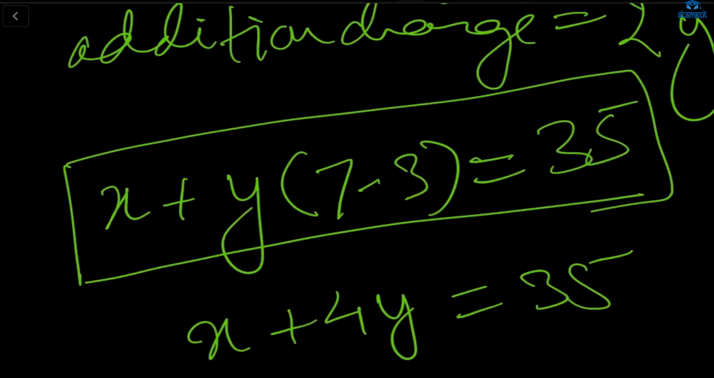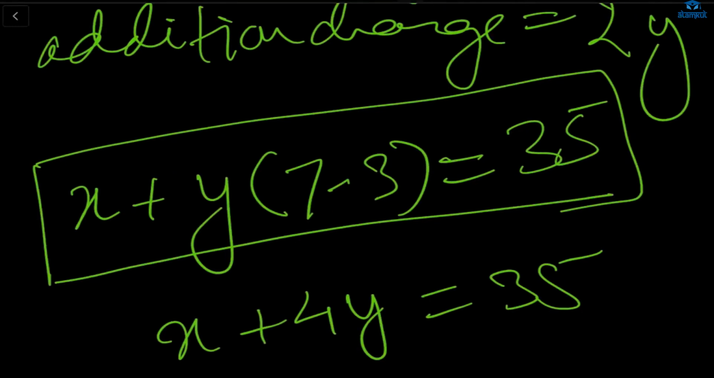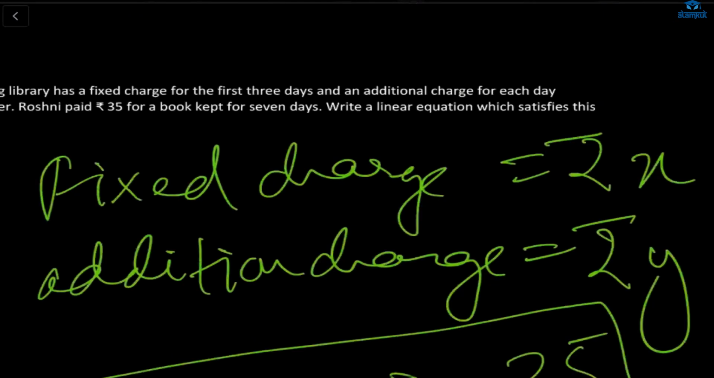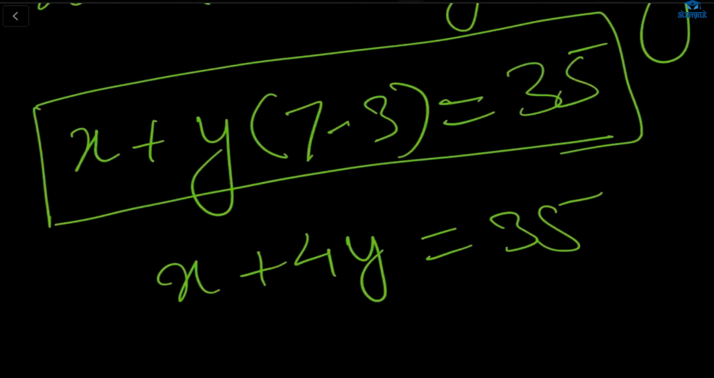So in 7 you are going to minus 3. That's why I have written it in this format, so that nobody is confused about how this 4 came from. 3 days was the fixed charge and she has kept it for a total of 7 days. So you got x plus 4y, and the total price she has paid is 35 rupees. So I've written x plus 4y is equal to 35. Would it be x plus 4y minus 35?